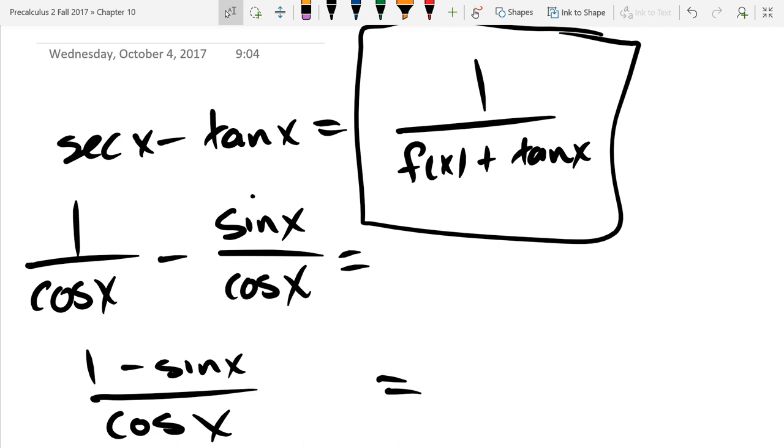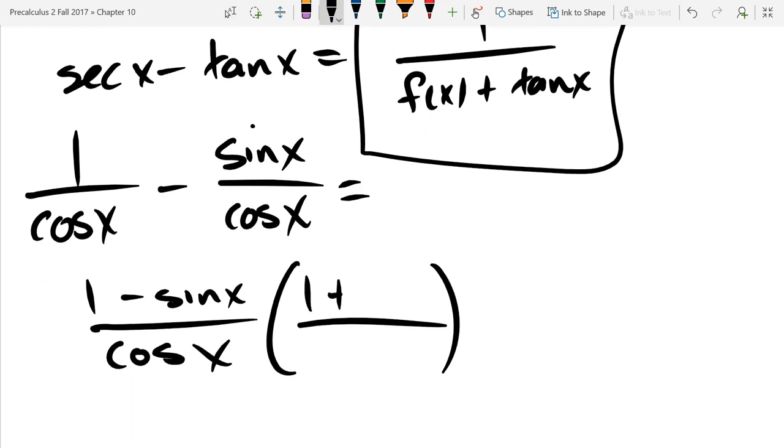Multiply by conjugate over conjugate. I think that's a reasonable move to make here. There's only one possible conjugate, which is 1 plus sine. Now, multiplying by conjugate over conjugate is probably not something that's on the tip of your brain. So this is one of the strategies that you want to pay attention to, because it's not one of the ones you're going to normally think of.